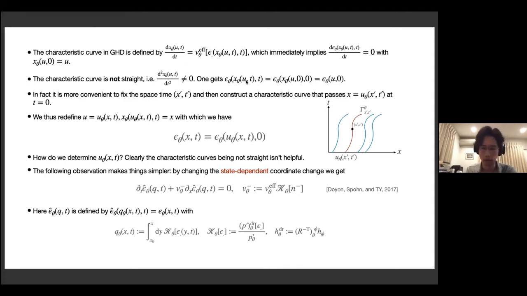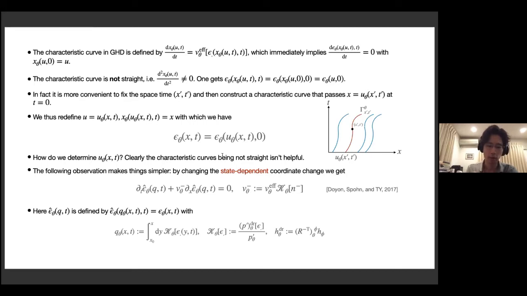is satisfying this kind of relation. So as in the previous case, you could try to parameterize the initial point u and x in this way. And this is a kind of defining relation of u for the initial value problems in GHD. So now the question is, how do we determine this u, theta, x, and t?